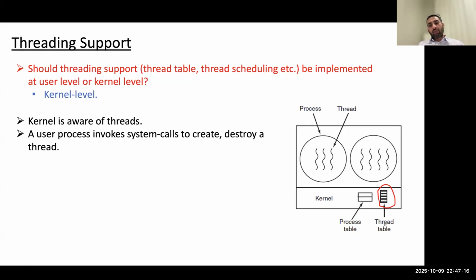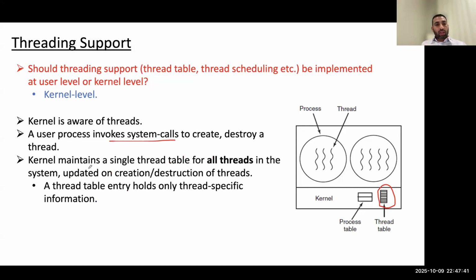In the thread table, you have one entry for each thread, for all the threads in the system, right? So how are threads created or terminated? A user process will invoke a system call to create or destroy a thread. Remember, when threading support is implemented at user level, we don't need to make system calls to create or destroy a thread.